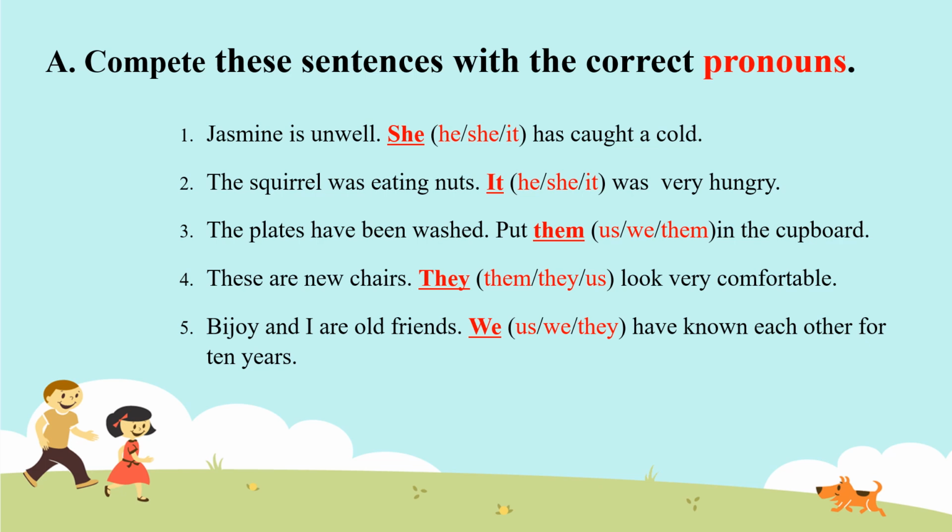Fifth, Bijoy and I are old friends. Dash have known each other for 10 years. Options are us, we, and they. Here they are talking about Bijoy and I. So the option we is the correct option. So the sentence becomes: Bijoy and I are old friends. We have known each other for 10 years.